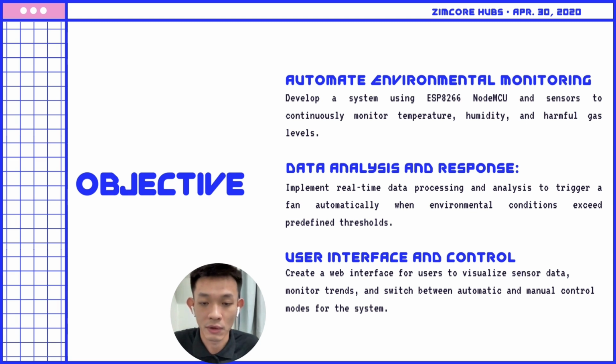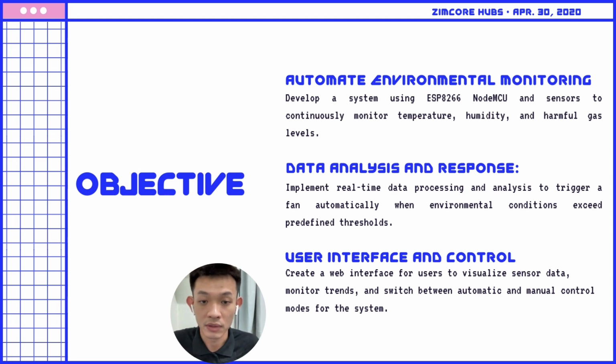the environmental conditions. The second objective is to implement real-time data processing and analysis. This system will analyze the collected data to derive valuable insights. Based on the predefined threshold, the system will automatically trigger a relay to control fans. This response mechanism is crucial for maintaining optimal air circulation to ensure a safe and comfortable environment.